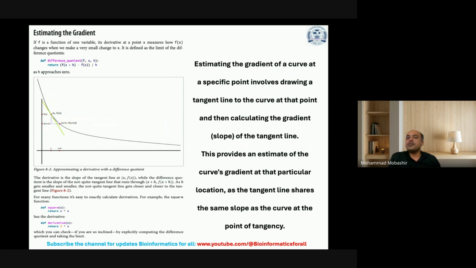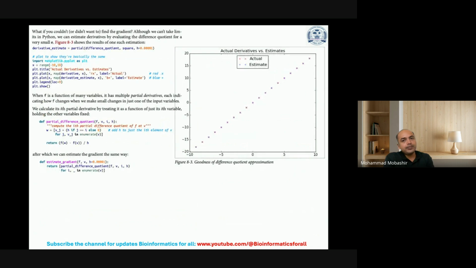Estimating the gradient of a curve at a specific point involves drawing a tangent line to the curve at the point and then calculating the gradient or slope of the tangent line. This provides an estimate of the curve's gradient at that particular location, as the tangent line shares the same slope as the curve at the point of tangency. So these are some other kinds of derivatives and derivative estimations which you could look at.